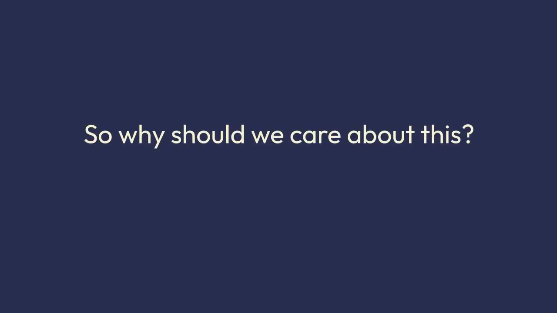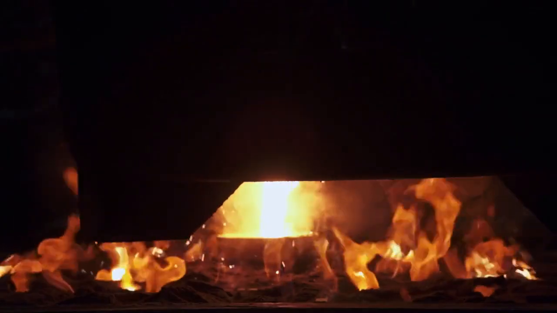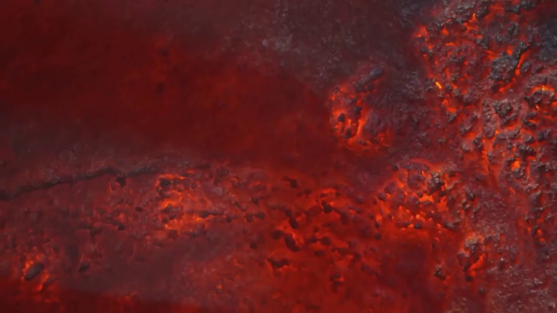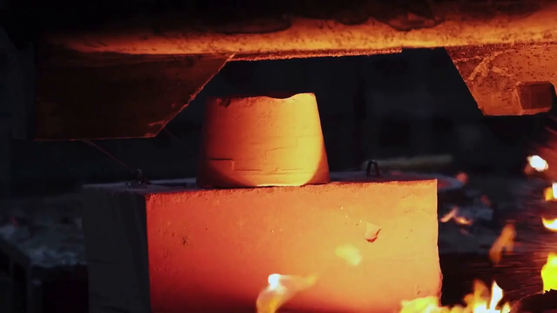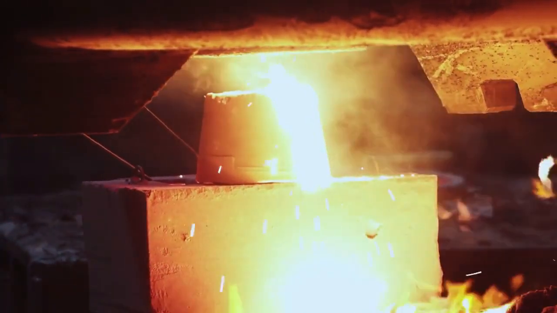So why should we care about this? Because controlling solidification allows us to create the world around us. In metallurgy, engineers carefully control the cooling rate of molten metal to create strong and reliable parts for cars, planes, and buildings. Faster cooling often results in smaller grains, which can make a metal stronger.